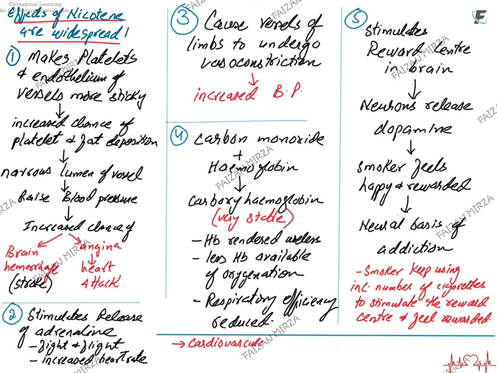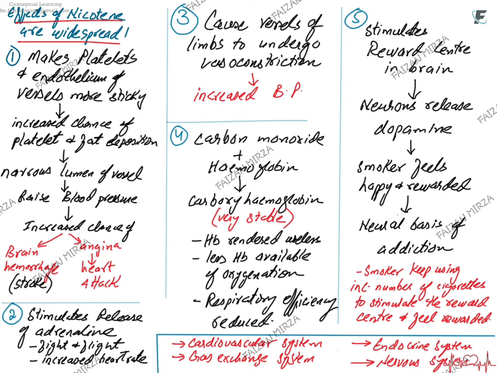So you can see which regions got affected, widespread effects. The cardiovascular system got affected, the gas exchange system of the smoker got affected, not just this, the endocrinological system, the hormonal system got affected, and the nervous system is affected as well. And we have not discussed that it increases the HCl in the stomach as well, but yes, it increases the HCl in the stomach, so it's affecting the digestive tract as well.